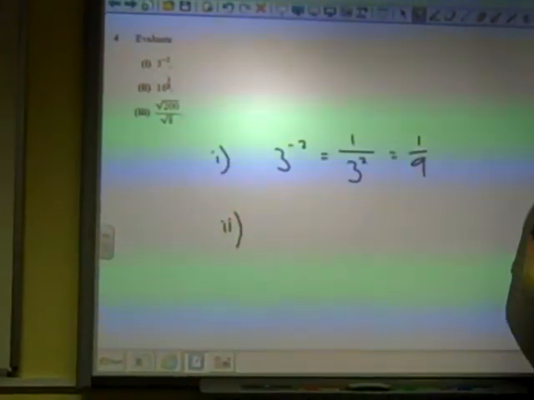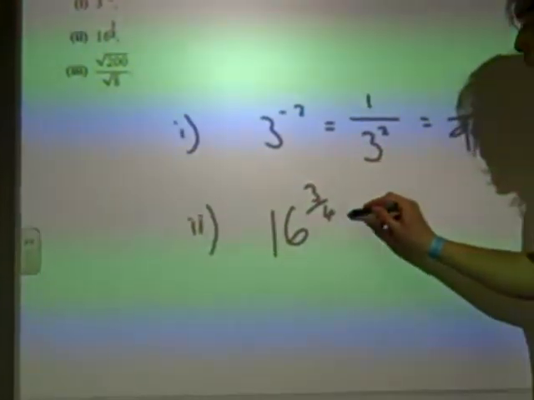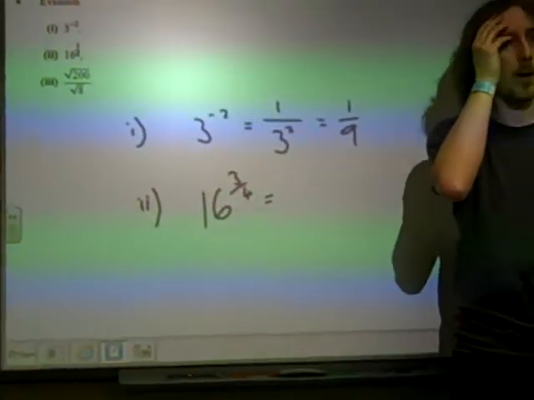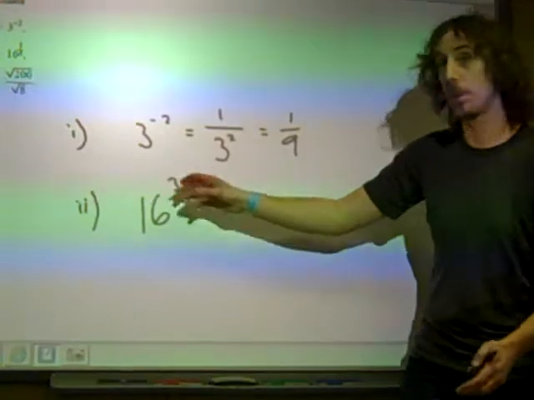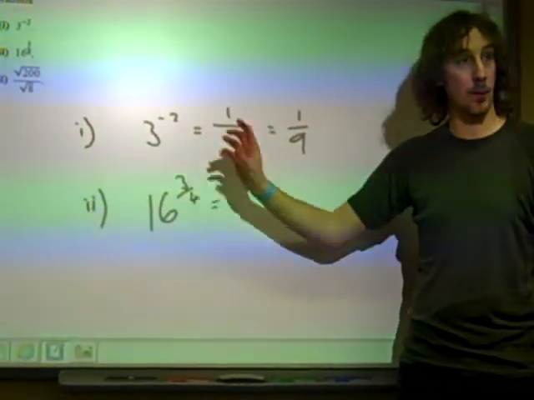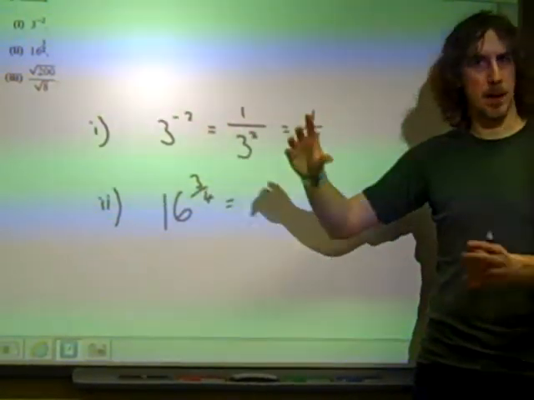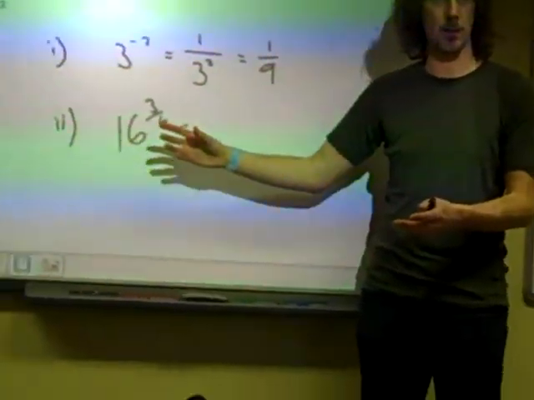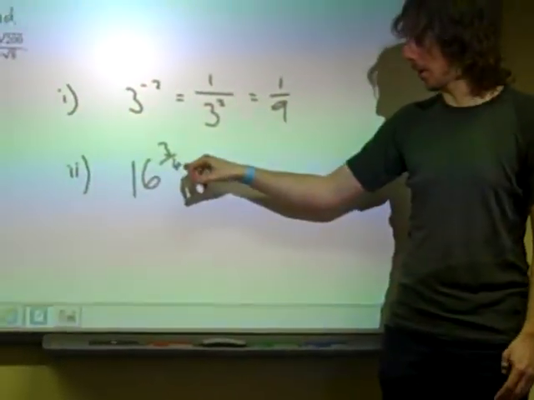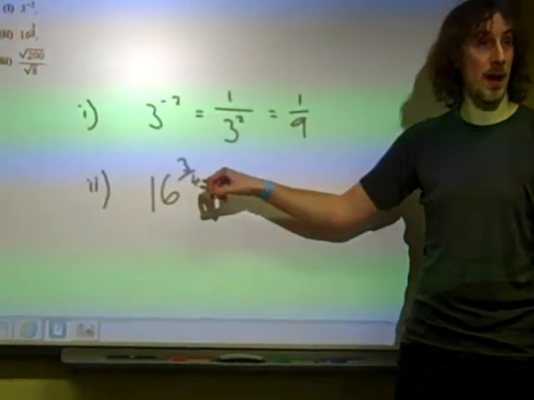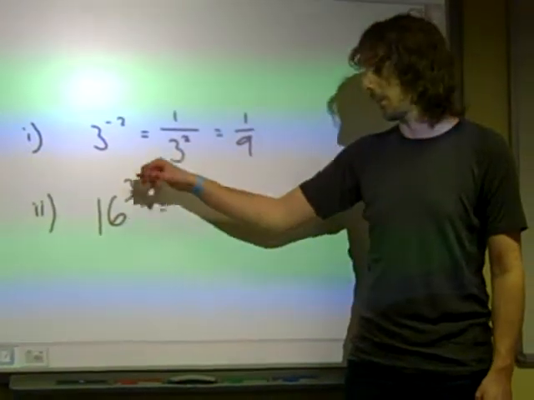When we come to part 2, we've got 16 to the power of 3/4. Now when you've got a fractional power like this, you can take it in either order. So what we could do is we could cube 16 and then find the 4th root of it. But that's going to be much more difficult because then we have to think about big numbers. We have to cube 16 to start with. So it's always going to be easier to do it the other way around. The 4 on the bottom of that fraction means we're going to find the 4th root, and the 3 means we're going to cube it.